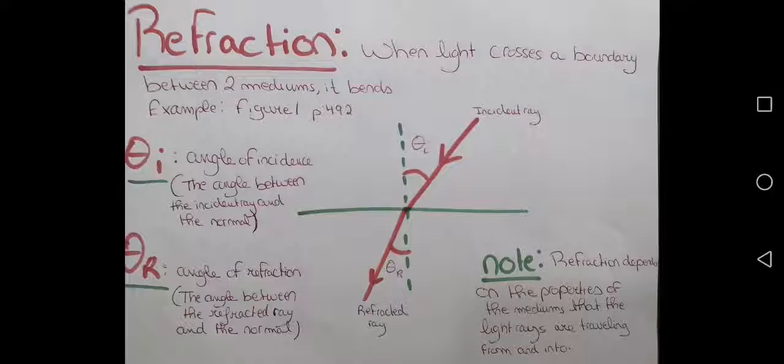The angle between the normal, which is the perpendicular line, and the incident ray is called the angle of incidence, while the angle between the refracted ray and the normal is called the angle of refraction. Note, refraction depends on the properties of the mediums that the light rays are traveling from and into. So when the properties of the mediums differ, the refraction and the angle of refraction differ.